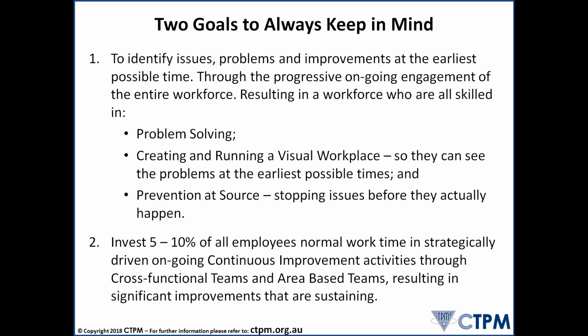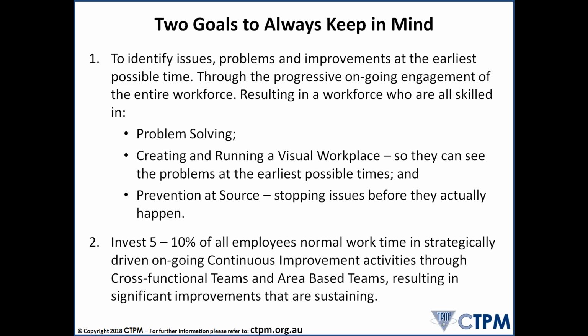That is so important because if it's not visual, how do we know if a problem's going to occur or when it has occurred? We need to make things visual, whether that be measurements, alerts. There's different ways depending upon your business to get things visual so we can quickly resolve problems at the earliest possible time. And then the third piece is prevention at source. How do we even stop them from happening?